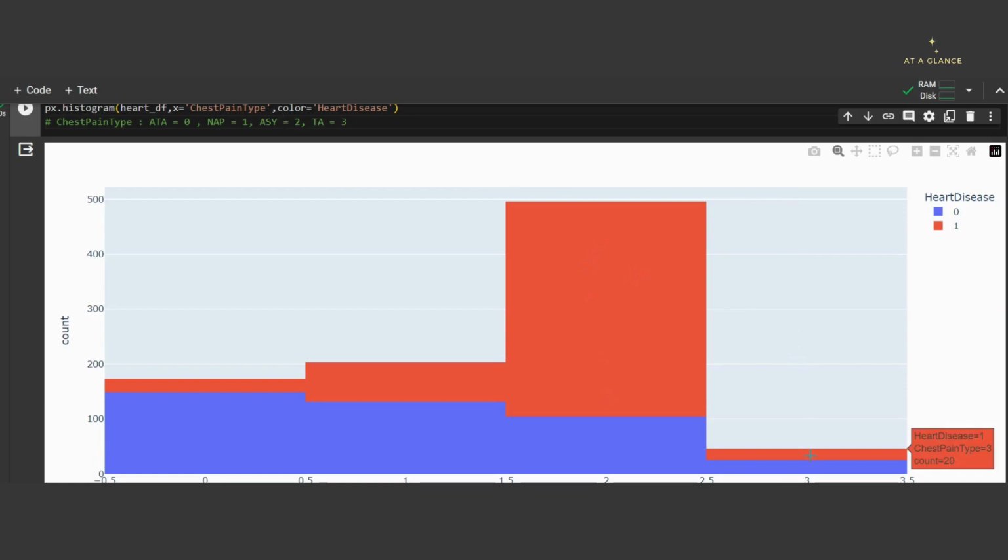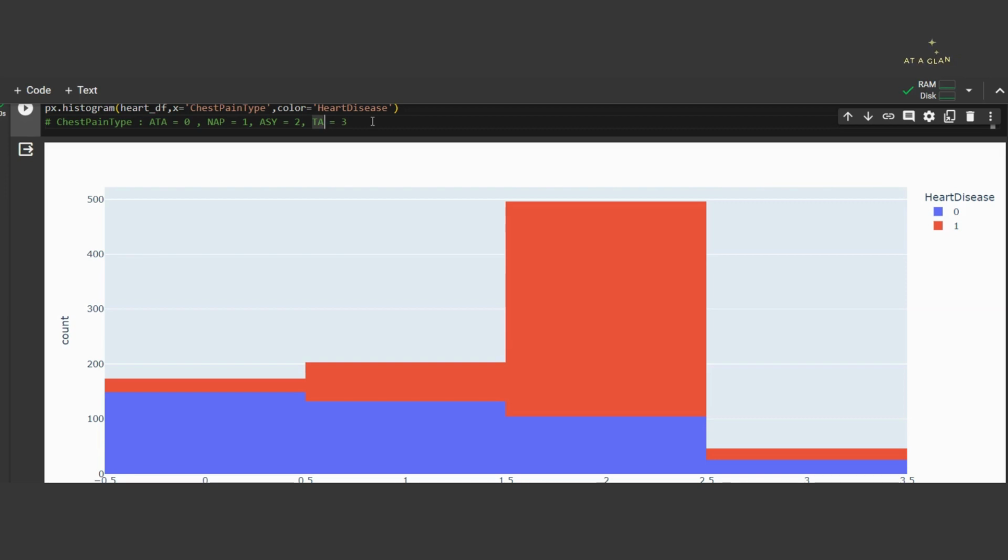If you look at the last bar, which has the patients who have typical anginal pain, here the proportion is almost 50%. That means if you have typical angina, it doesn't clearly say whether you have heart disease or not, because the proportion is 50%. So, to summarize this, we can say that if you are having asymptomatic pain, then it's dangerous.